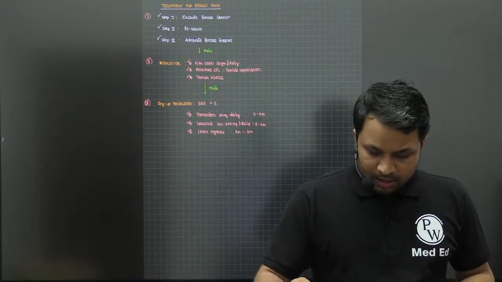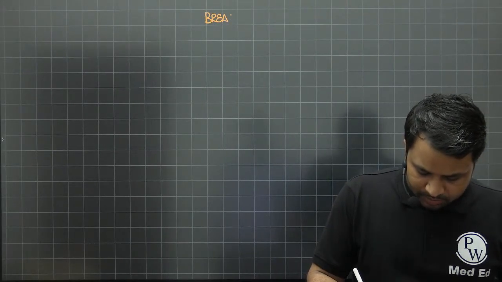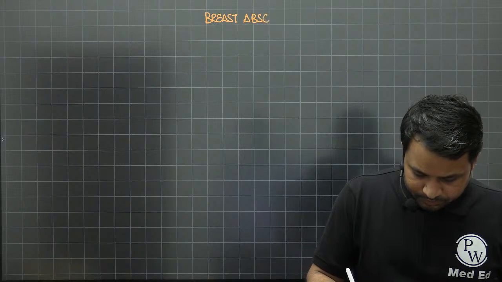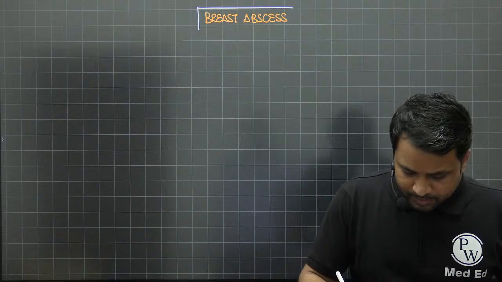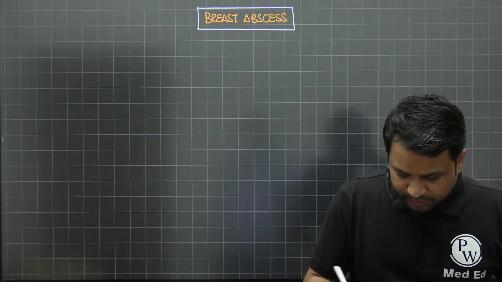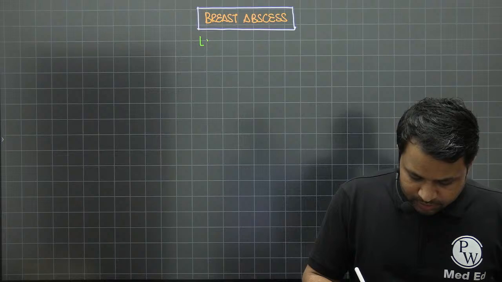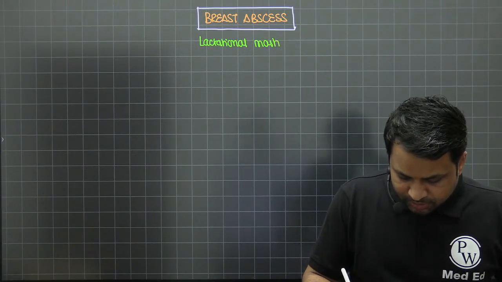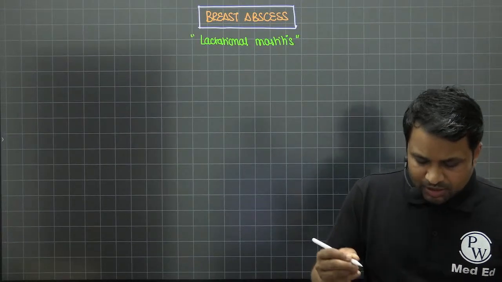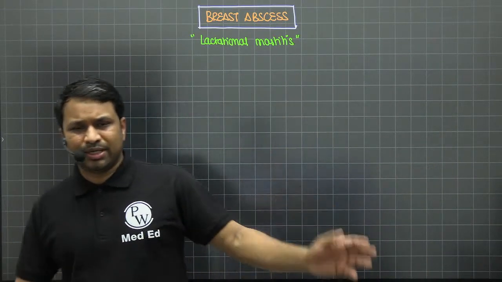Okay? Now, one of the major reasons for the mastalgia that you will see in your OPD is going to be breast abscess. So, I'm going to talk about a very, very important topic: the breast abscess. The breast abscess is also referred to as lactational mastitis. So why is it called lactational mastitis? Because usually it occurs during the lactation phase.